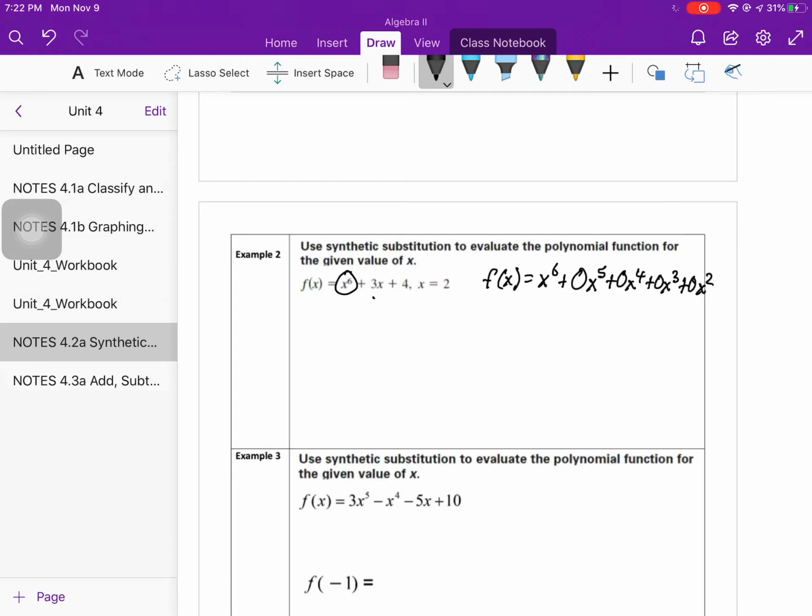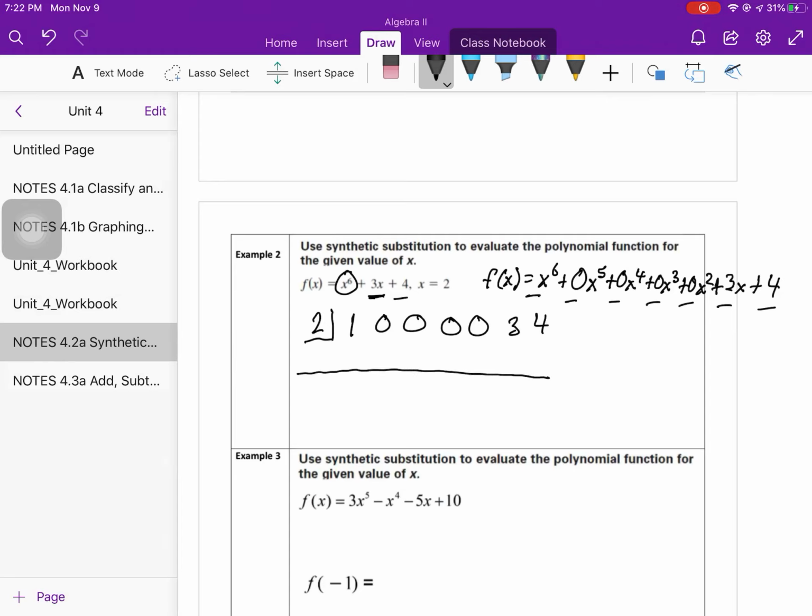But now we get to the single x term, which is 3x, so we are going to include that with the 3. And then lastly, we have the plus 4. Now that's the descending order, because when we write the coefficients next to the 2, we have to have all of them. So we start out with 1, and then we have 1, 2, 3, 4 zeros. And then we have 3 and 4 as the last two numbers. But if we want to do this correctly, you have to include the zeros as well.